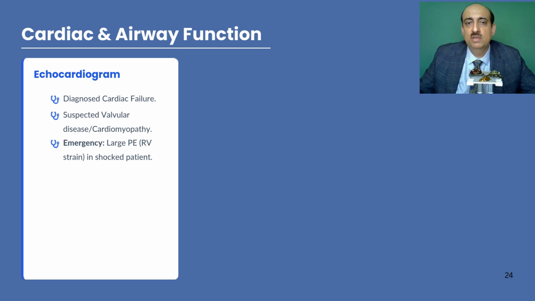Also cardiomyopathies. In emergency situations, a massive pulmonary embolism can also be identified with the right ventricular strain pattern on echocardiography, and also in shocked patients. Plus also pericardial effusion or tamponade when it is suspected. We discussed this in Module 2, ED approach, so please refer to that. So echo is extremely essential, especially bedside, a quick focused study.